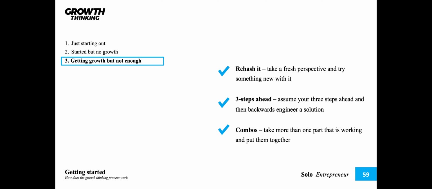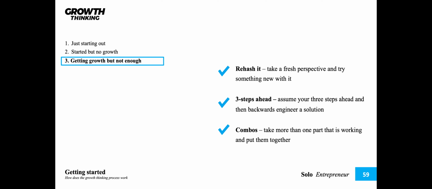Next scenario is you get growth, but it's not enough. So what are we looking at, right? So we're looking at rehashing it, right? Take a fresh perspective on what actually was working or is working and find new ways to work with it, right? You know the old saying where they say, there's no smoke without a fire. Obviously, you have got a fire somewhere that's working. Reverse engineer that smoke, find where that fire is, and then how do you increase that fire? Sorry for the bad example, but at least I hope that many of us can relate to it.